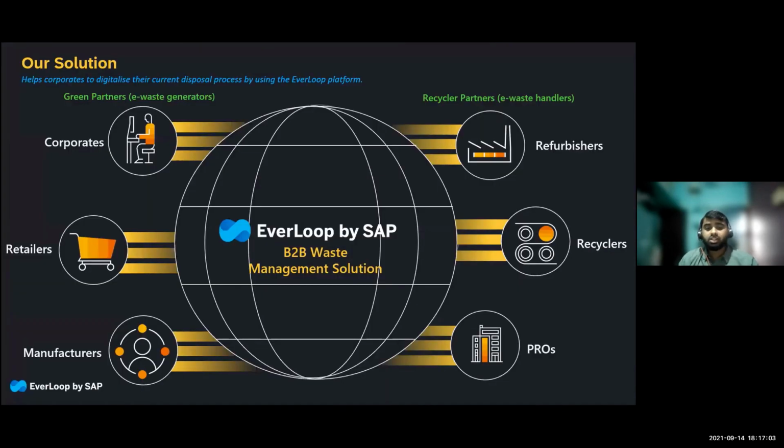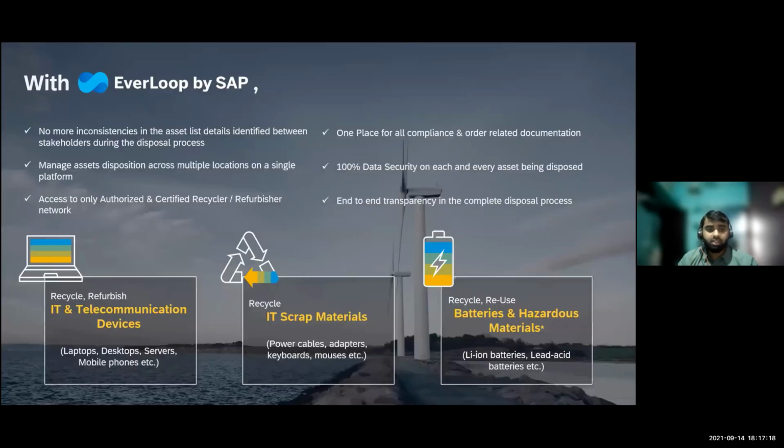We onboard stakeholders from both sides: the corporates, retailers, and manufacturers on one side, who look for certified recyclers and refurbishers, and on the other side, the certified recyclers and refurbishers who look for an increased supply of e-waste, onto the same platform. And with EverLoop by SAP, there will be no more inconsistencies in the asset list details identified between the stakeholders during the disposal process. You will also be able to manage the asset disposition across all the campuses on a single platform. And you would get access only to the authorized and certified recycler and refurbisher network in the country.